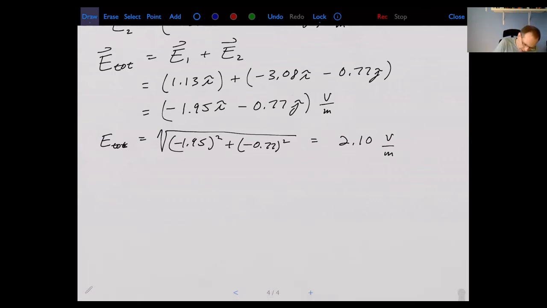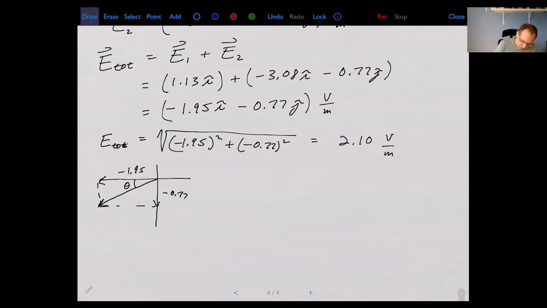I should draw a picture here. It looks like the total electric field is in the third quadrant, right? So I have around negative 1.95. So this is like my x component of E total. And then the y is like negative 0.77. So the total electric field is going to be something like this, right? In that third quadrant. So we found the magnitude, we found the length, it's 2.10. And then I could find this angle here, theta, right?